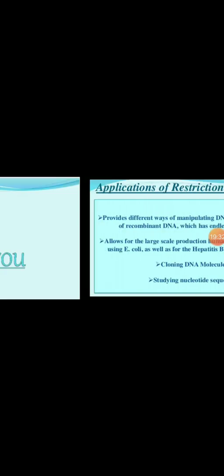Yes, it is also helpful in the preparation of recombinant DNA molecules, which have a very wide range of applications. It allows for the large scale production of human insulin for diabetes using E. coli, as well as hepatitis B and HPV vaccines. It is also used in vaccine production or human protein production, like cloning DNA molecules, studying nucleotide sequence, all these things.